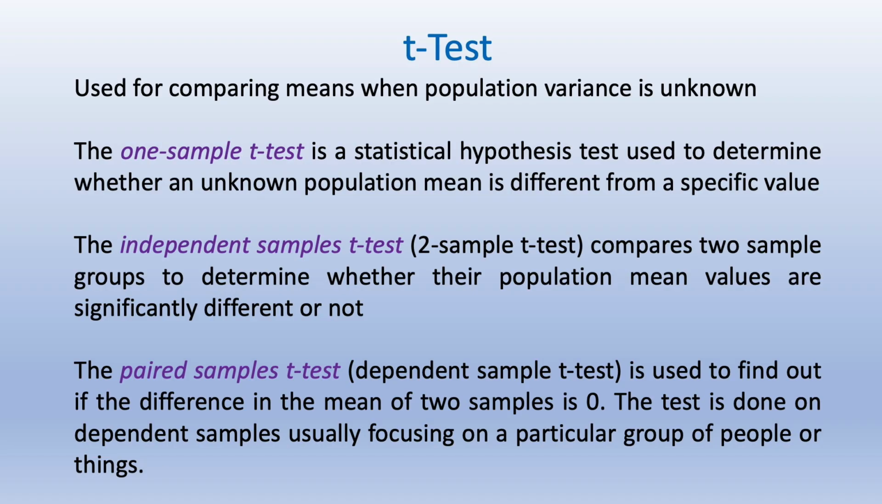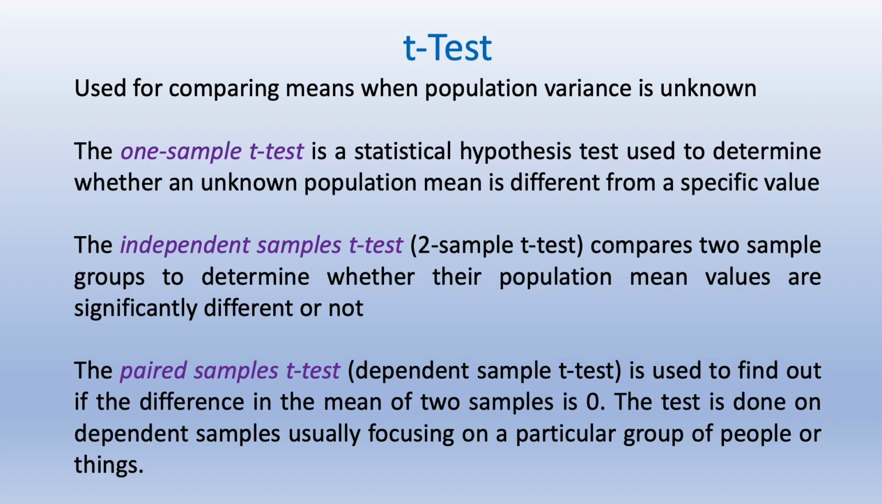The one-sample t-test tests whether an unknown population mean is different from a specific value, while an independent samples t-test, also called the two-sample t-test, compares two sample groups to determine whether their population mean values are significantly different or not. The paired samples t-test, also called the dependent sample t-test, is used to find out if the difference in the mean of two samples is 0.